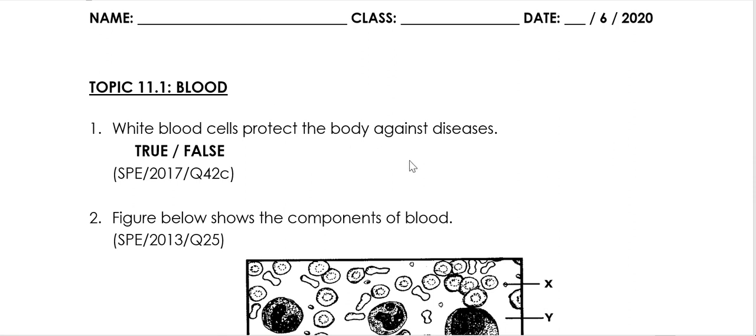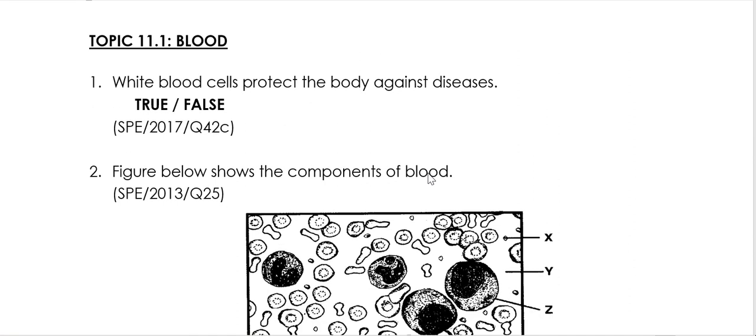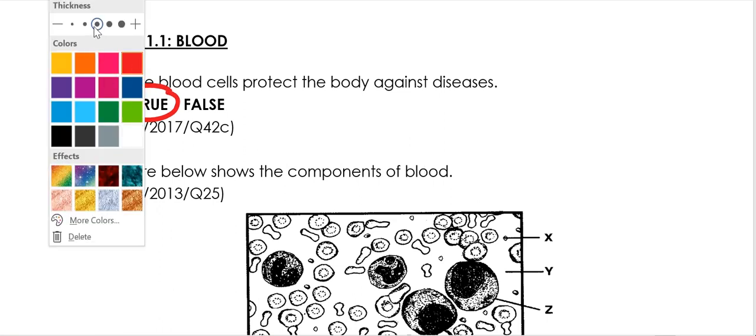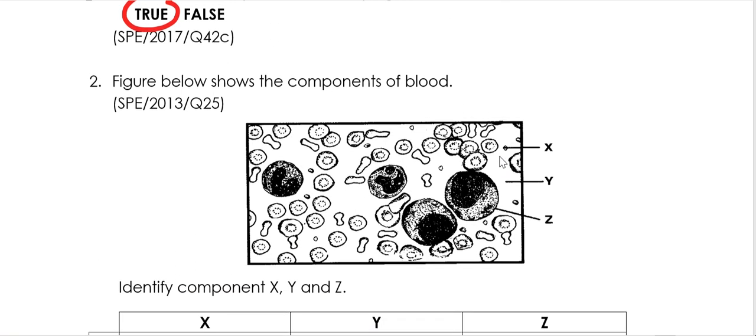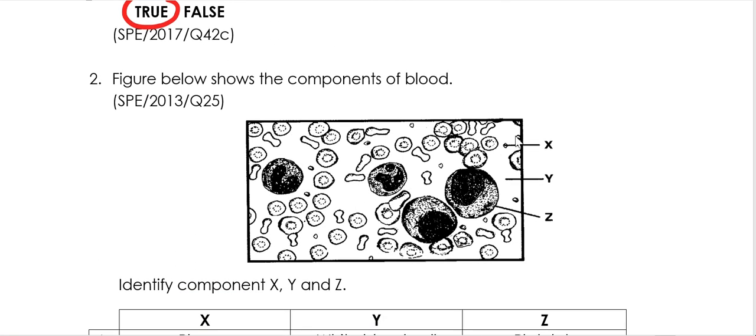Okay, topic 11.1 is for blood, and white blood cells protect the body against diseases. This is true. The figure below shows the components of blood. Components means composition as well, and it means what kind of cells and what kind of compounds and mixtures that we can find in the blood.